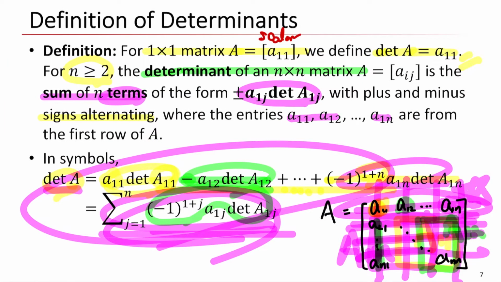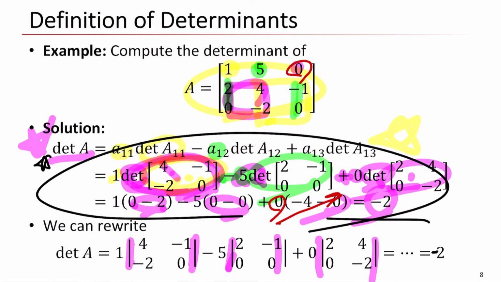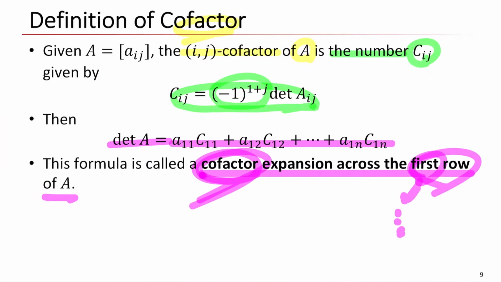So, here was the definition. The determinant of the general n by n matrix A is the sum of n terms, with plus and minus signs, of a1j times the determinant of the submatrix A1j. This is the definition of the determinant, right? By using this, we can estimate the determinant of any arbitrary matrix. This is one example.